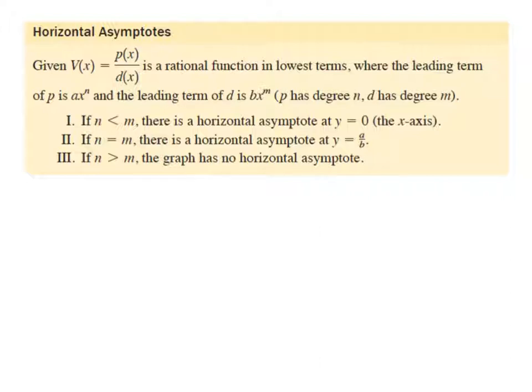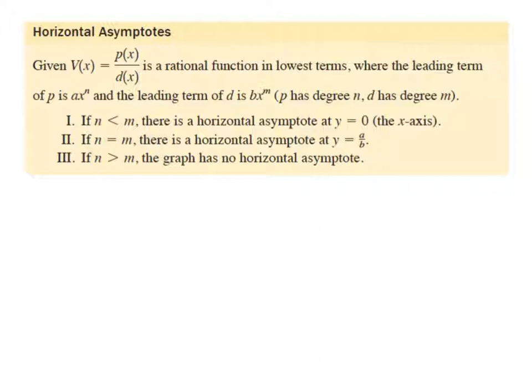Whereas if we take a look at our second one here, if n equals m, then we do have a horizontal asymptote. And you can see there's actually a formula there. It's at y equals a over b. So we would then calculate that. Now a, again, is the coefficient in front of the highest exponent term on the top. And the b is the coefficient of the highest exponent term on the bottom.